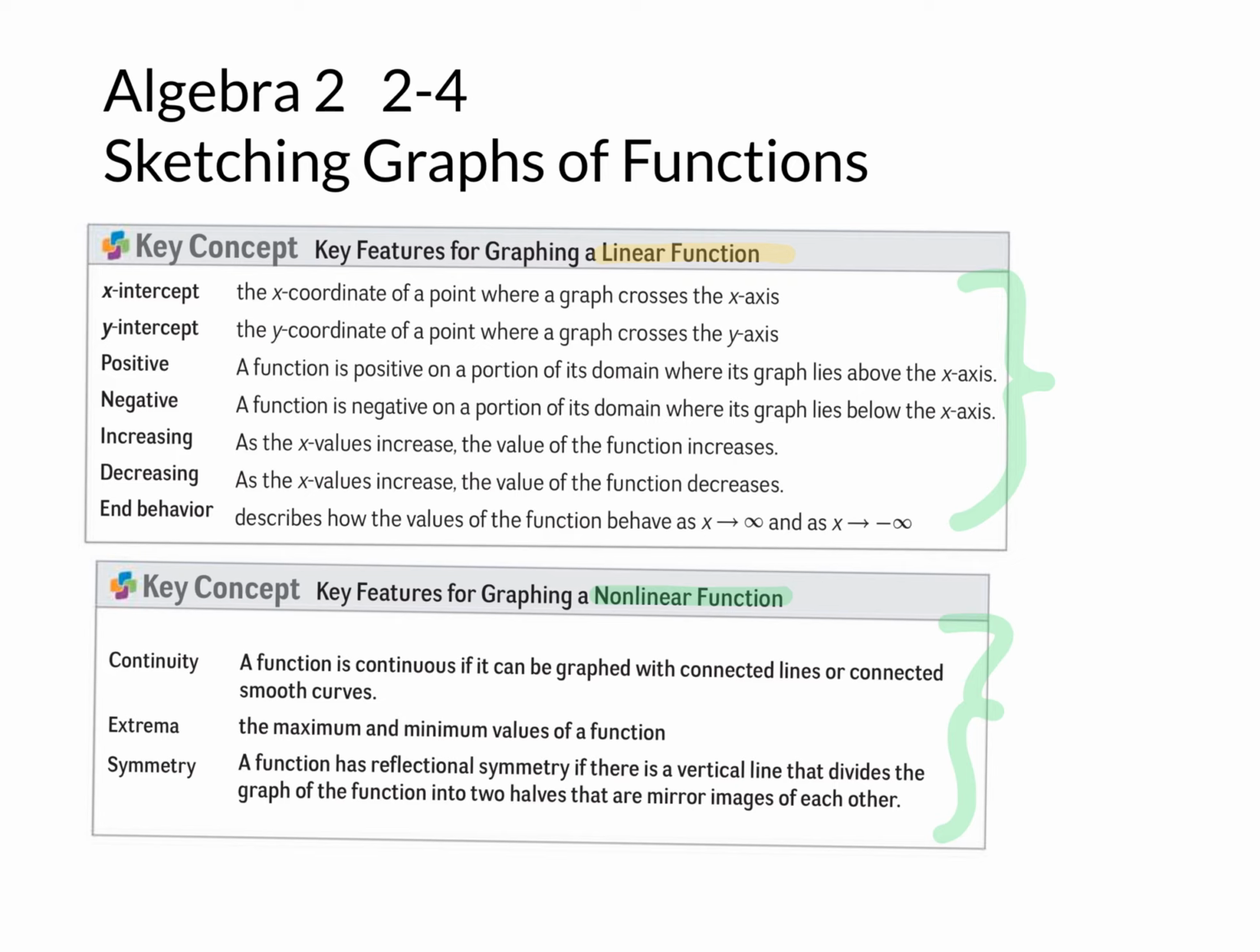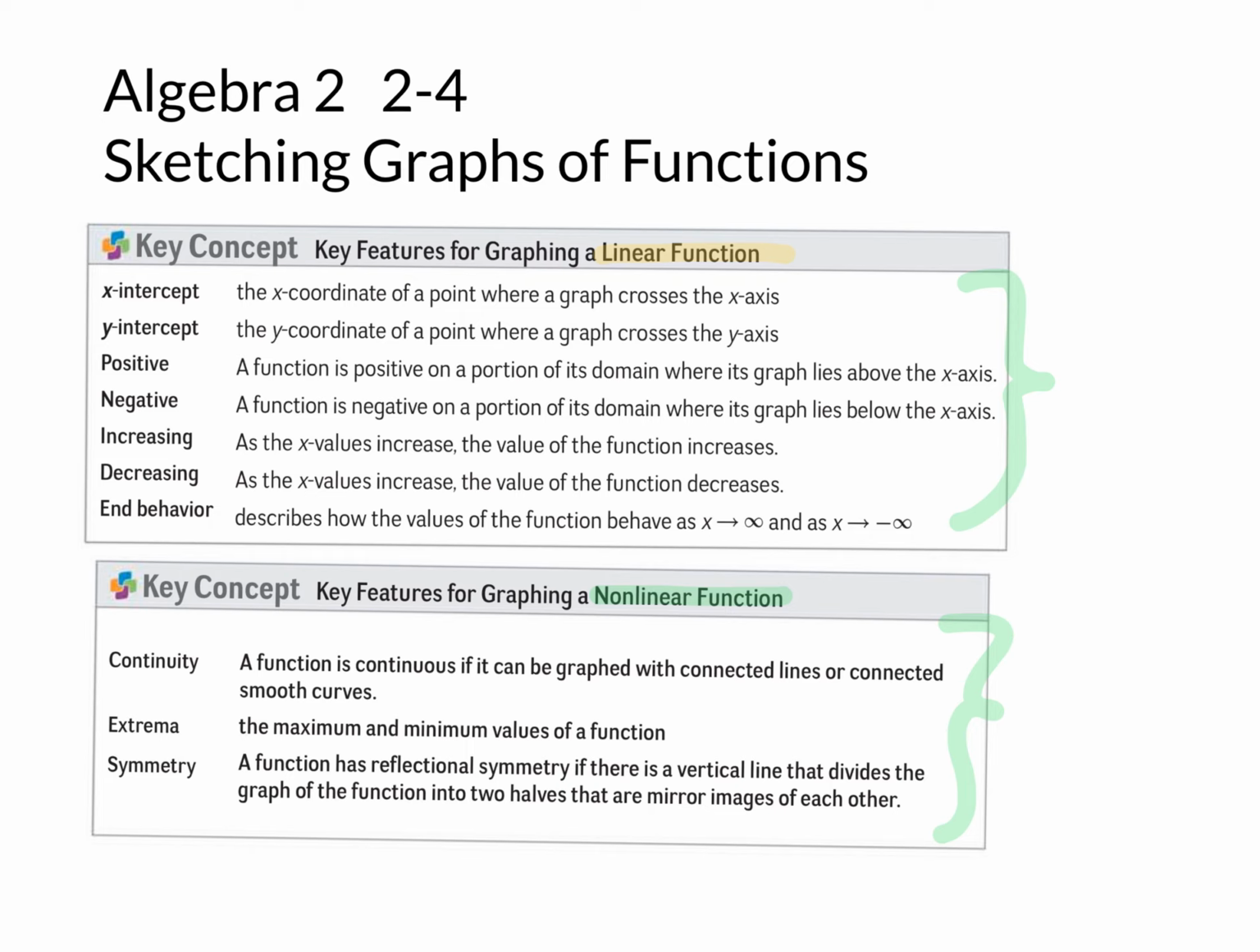This is Algebra 2, Lesson 2.4, which is talking about sketching graphs of functions. Now, the lesson starts off graphing just linear functions, and what we're doing today is taking key features that we know about the graph and then graphing those. Some of the key features are x-intercepts, y-intercepts, where the function is positive or where it's negative, where it's increasing, going up, where it's decreasing, going down, or end behaviors, which is what we talked about in 2.3.